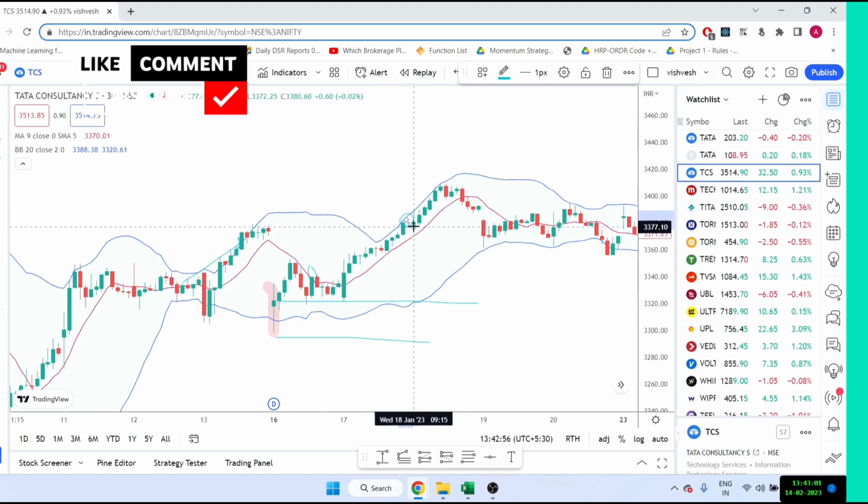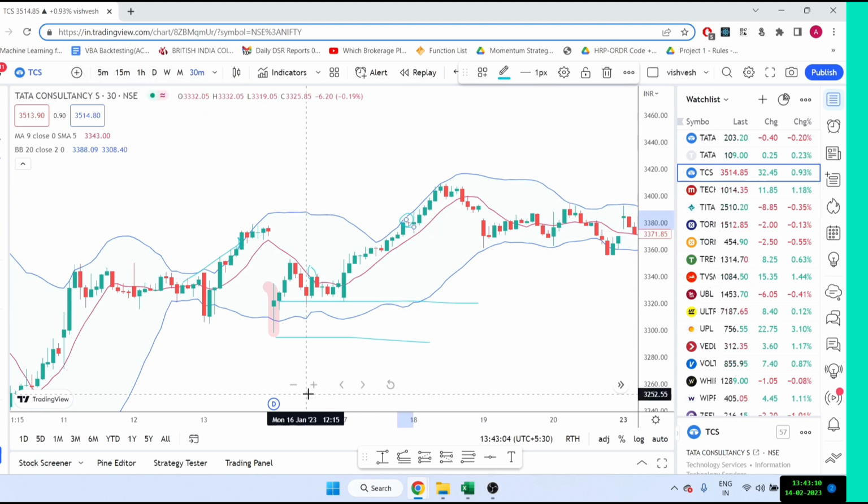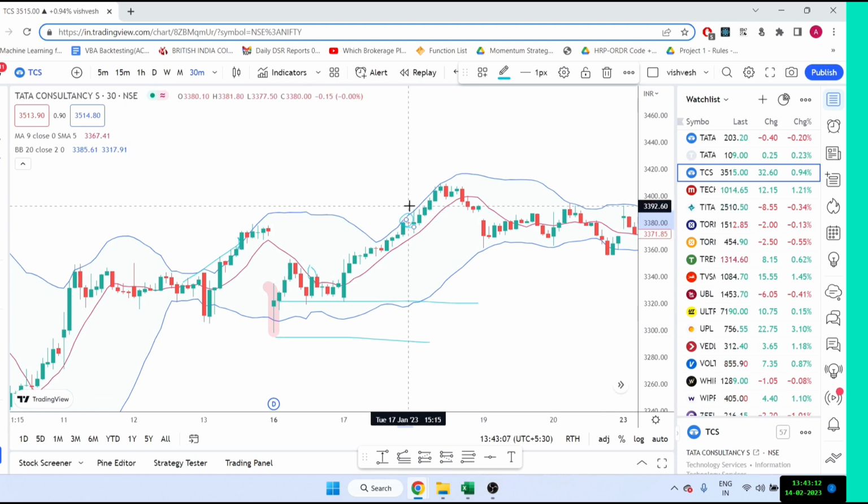So those are the kind of trades that I usually take. You can take this either in stocks or in index also. And since this is a reversal trade, you will find that the stop loss is pretty small, but we can get very good targets. Now let me show you one more example on Nifty as well.